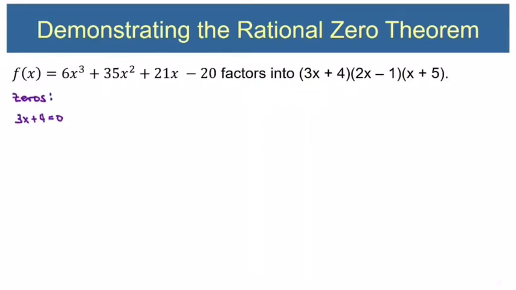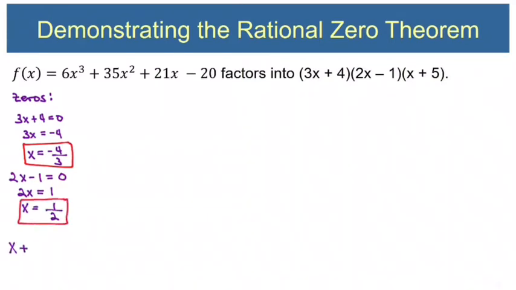So if the first parentheses equals 0, then we get an x value of negative 4 over 3. And if the second parentheses equals 0, we get an x value of 1/2. And if the third parentheses equals 0, we get an x value of negative 5. So these three numbers are the zeros of our function.